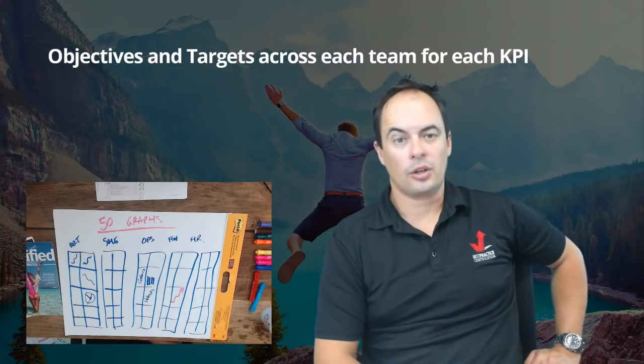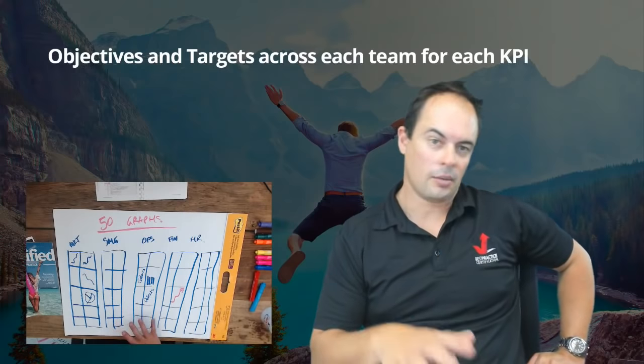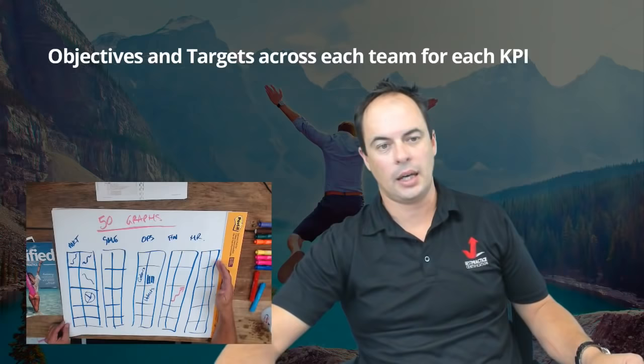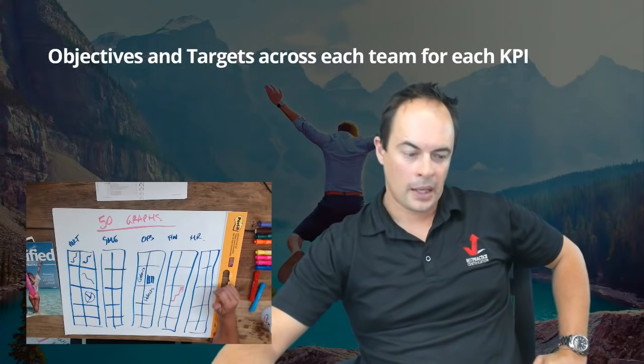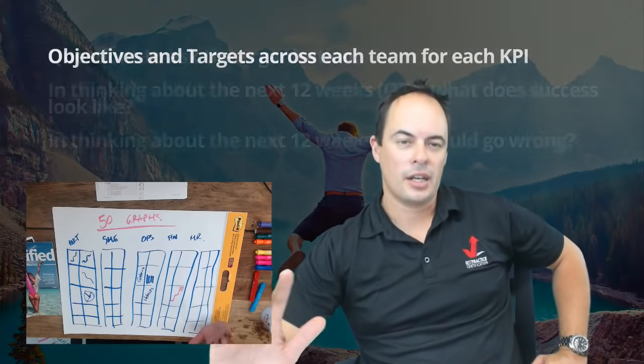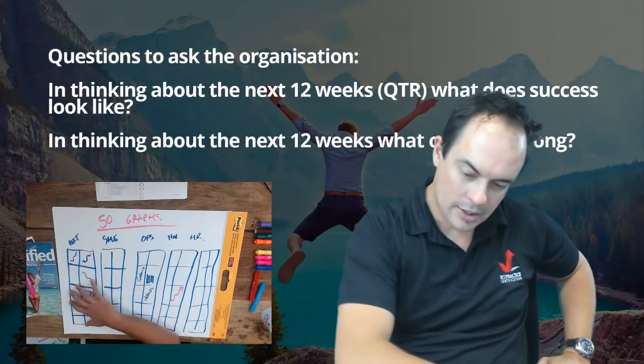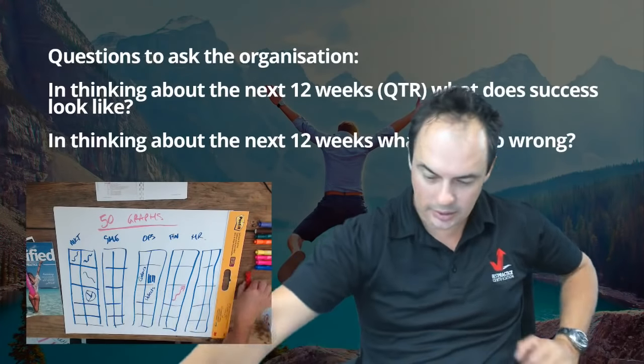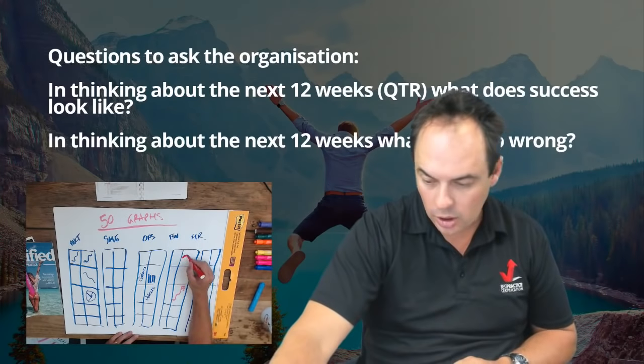It's where I got the idea for the logo from best practice, because I've been saying it for 20 years, 50 performance over time graphs. I want you guys to think about that. That's integrating your dashboard. In thinking about the next 12 weeks, what does success look like? In thinking about the next 12 weeks, what could go wrong?